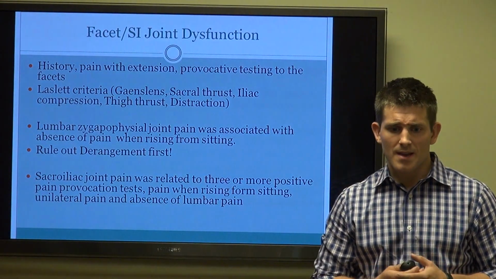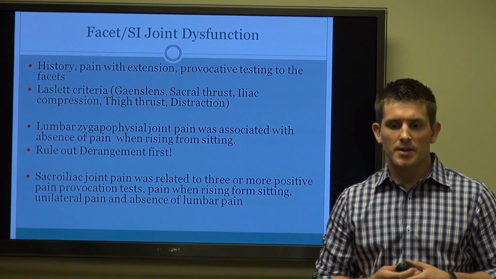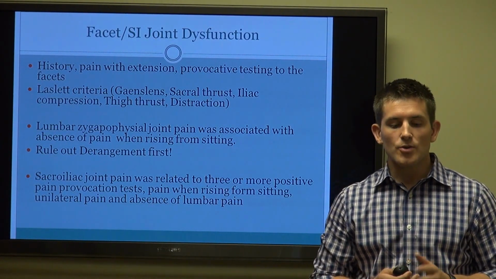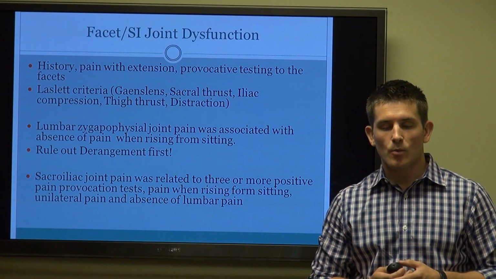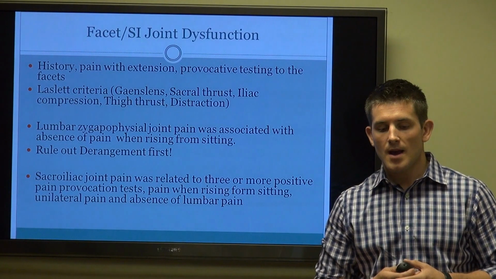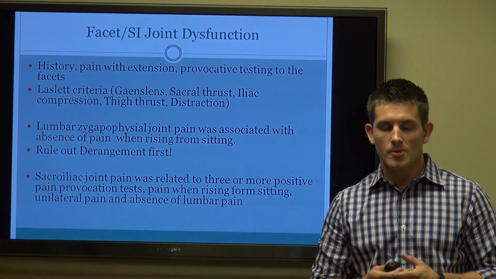So we'll talk about this again, that the sacroiliac joint is related to 3 or more positive findings, pain when rising from sitting, and usually unilateral pain without any lumbar pain. So it typically will be under the lumbar spine, and there shouldn't be any lumbar pain, although again we could have multiple areas affected.